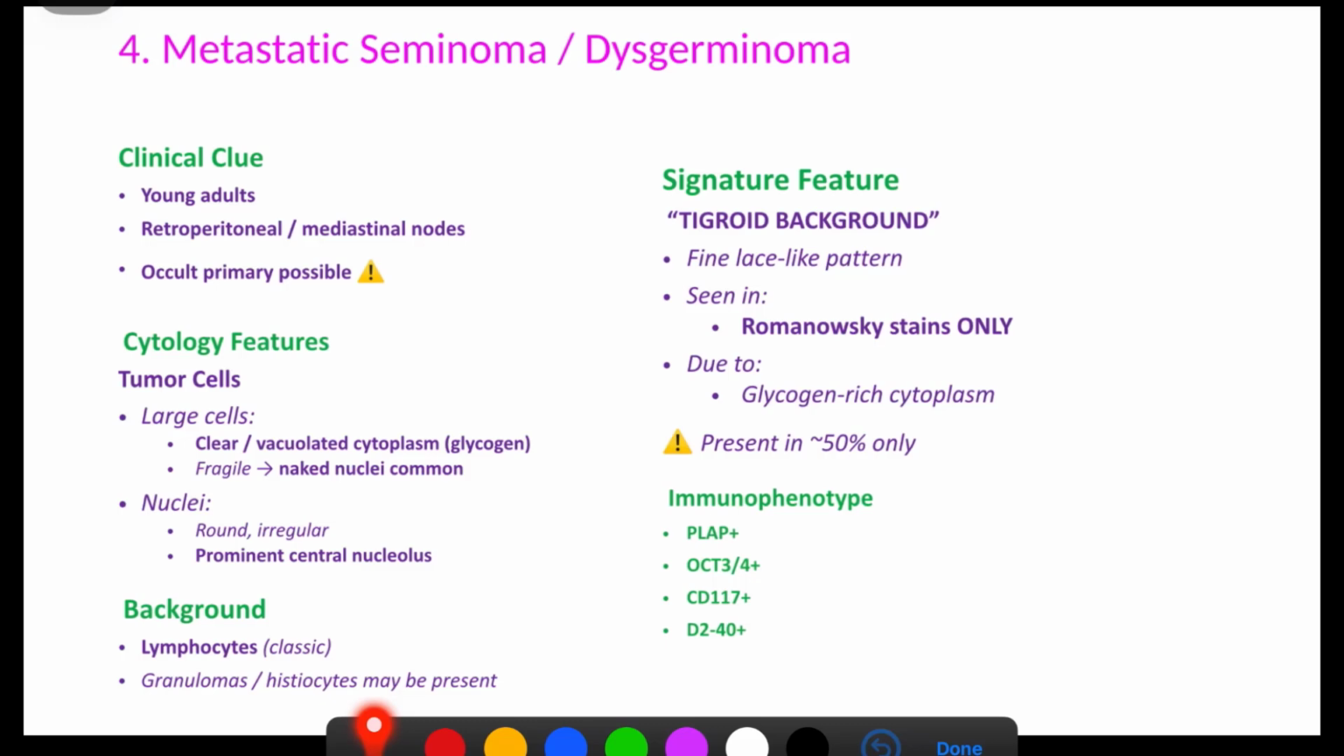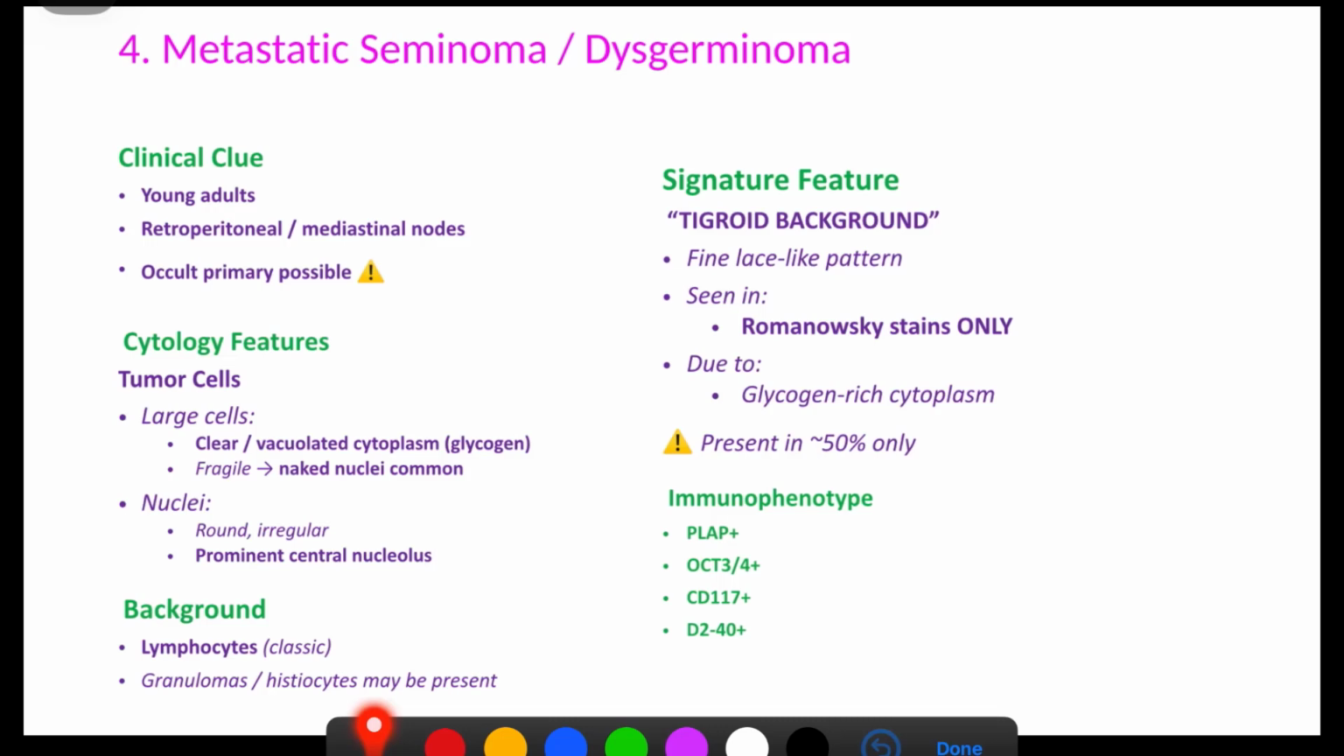Now, metastatic seminoma or dysgerminoma. So, clinically it presents as retroperitoneal or mediastinal nodes in young adults. Occult primary can be possible, so we have to go for markers. Cytologically, we see large cells with clear cytoplasm which contains glycogen, and the cytoplasm is fragile, so naked nuclei are commonly seen. Nuclei are round, irregular, prominent, and a central nucleolus is present. Background shows lymphocytes. Sometimes granulomas and histiocytes may be present.